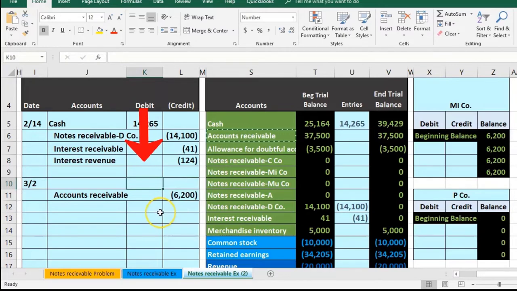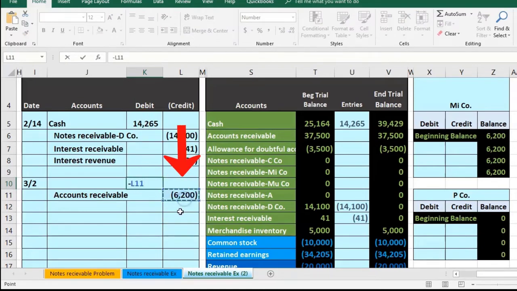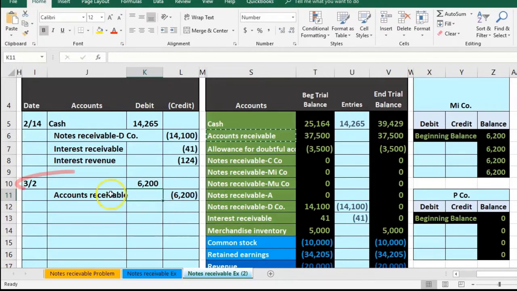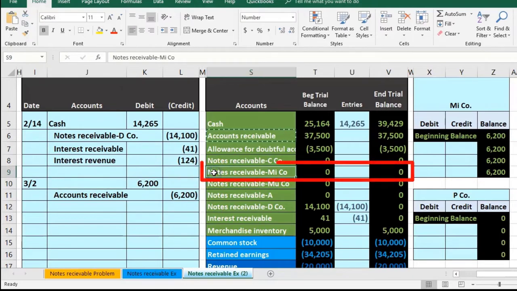Then we're going to have a debit here in K10. Within K10, we could just type it in there. I'm going to do a formula though, because that's how I like to do it. So we're going to say a negative of that number. It'll take that number, flip the sign, make it a positive. Okay, now we just need to know what that account will be, and it will be notes receivable.